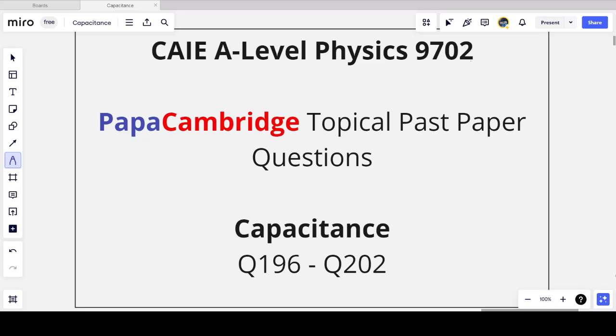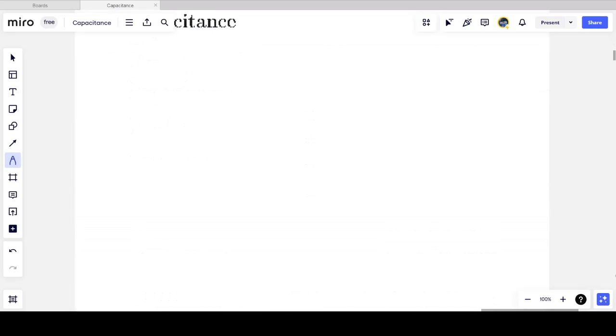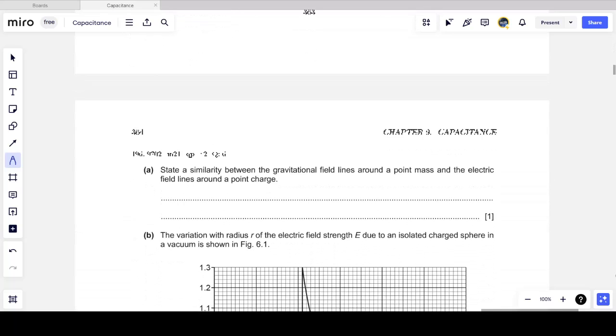Today we're going to be looking at questions on capacitance that deal with the initial link between capacitance and electric fields. In the next video I will do the link between capacitance and the structure of the capacitors and how energy is stored on the capacitors and so on. We're going to be doing questions 196 to 202 as they're numbered on the Papa Cambridge website.